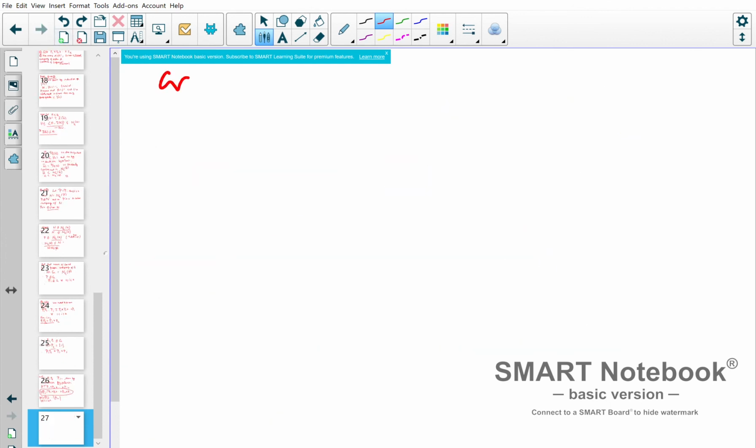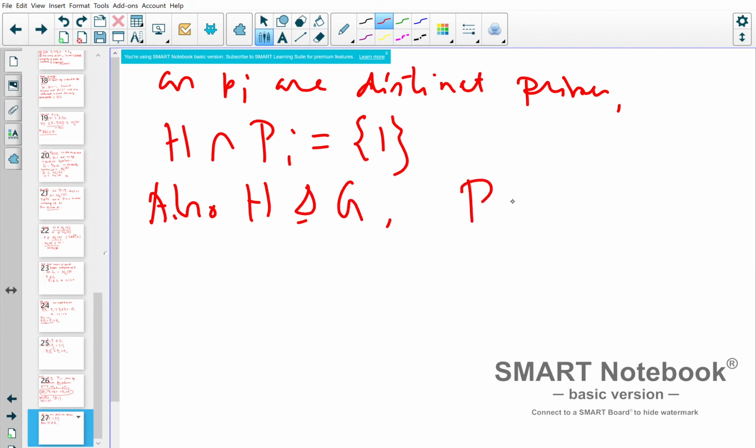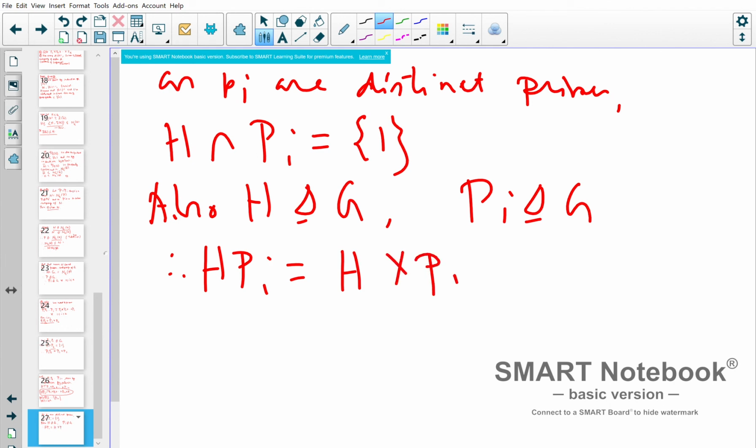Okay, so as these P_i are distinct primes, H intersection P_i is always trivial, which means only the identity is in the intersection, right? And each P_i is normal, so the intersection product will be normal. Also H is normal in G, and P_i is also normal in G, so H intersection P_i is trivial, and H P_i is nothing but the direct product of H and P_i, right?